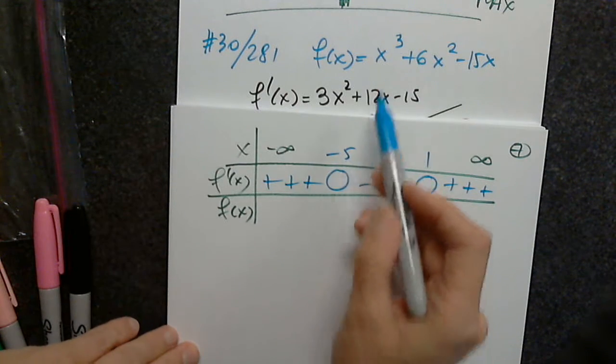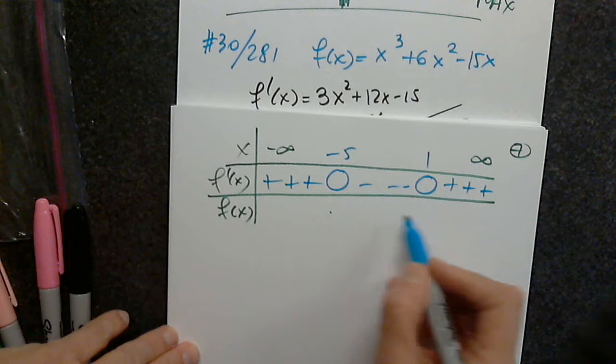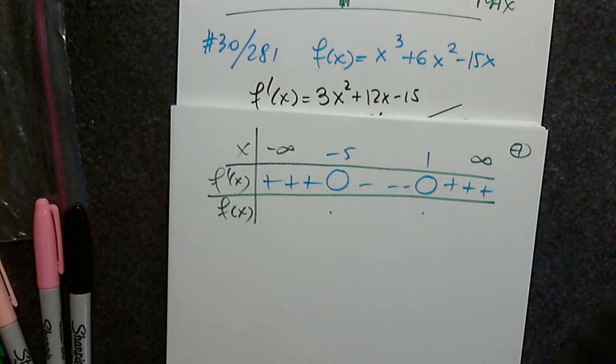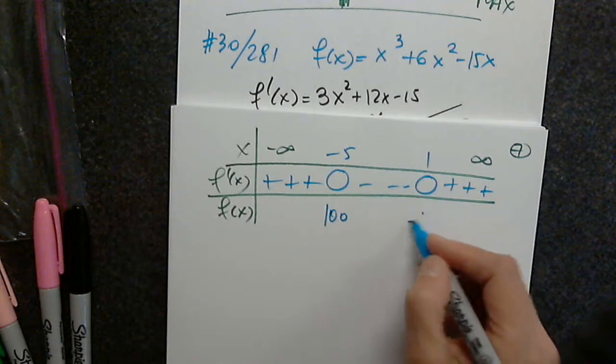So then I plug in negative 5 in the function. I plug 1 in the function because I need these values. So let's go to the graphing calculator. Punch in y equals x to the third plus 6x squared and minus 15x. And then second, table. And I want negative 5. Oh, yes, of course. So I want negative 5, and I want 1. So the answers are 100 and negative 8.